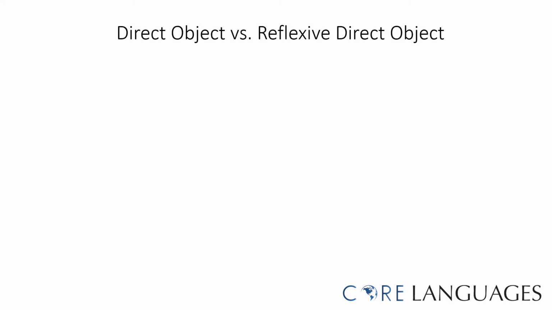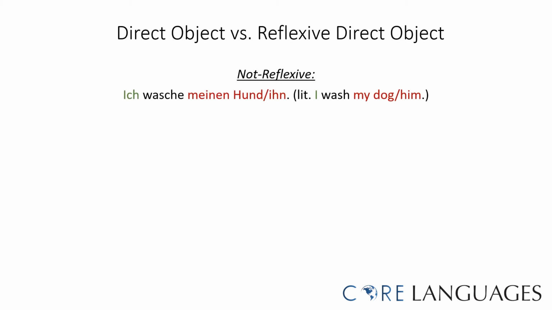To help clarify the difference between a direct object and a reflexive direct object, look at the following two sentences. This is an example where the direct object and the subject are not the same. For example, ich wasche meinen Hund. I wash my dog. And because der Hund is a masculine noun, I could also say, ich wasche ihn. I wash him. In this example, ich is the subject, and meinen Hund, or ihn, is the direct object.